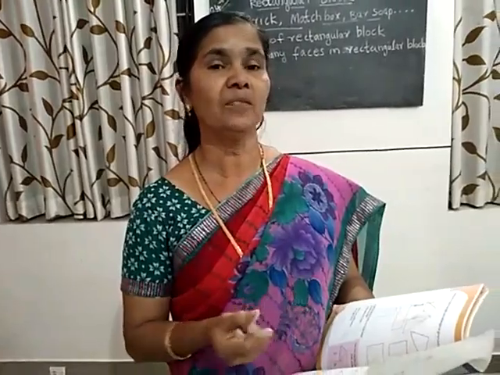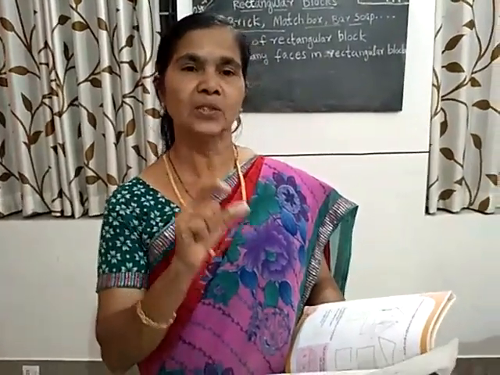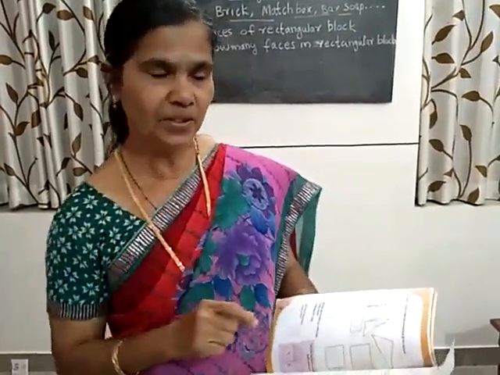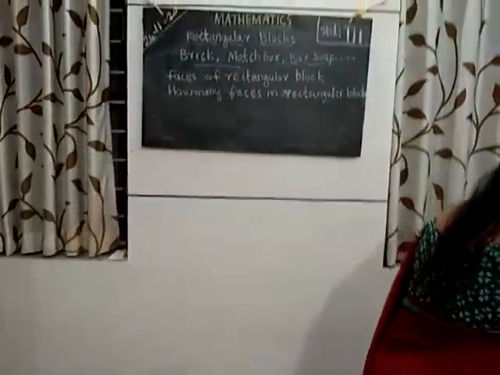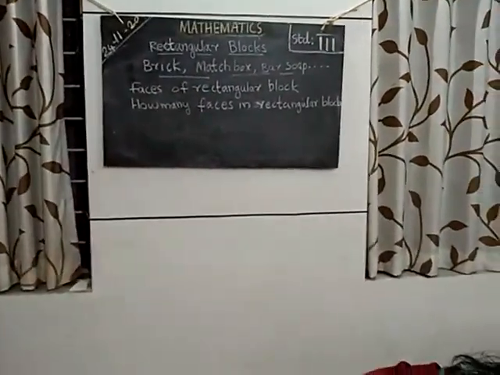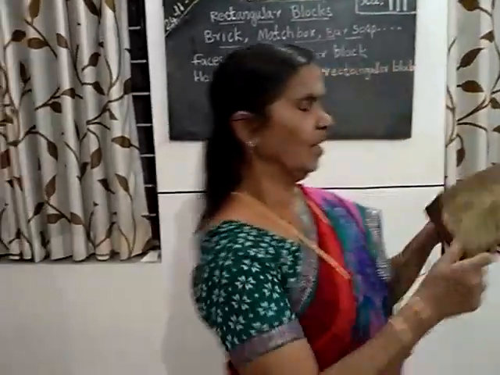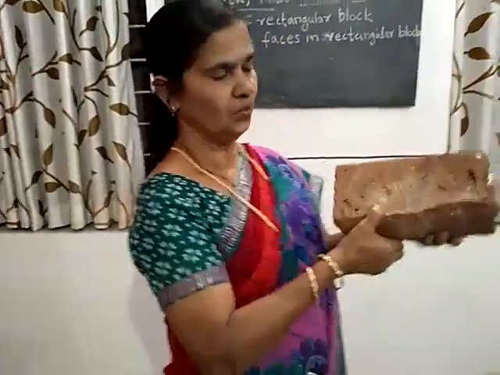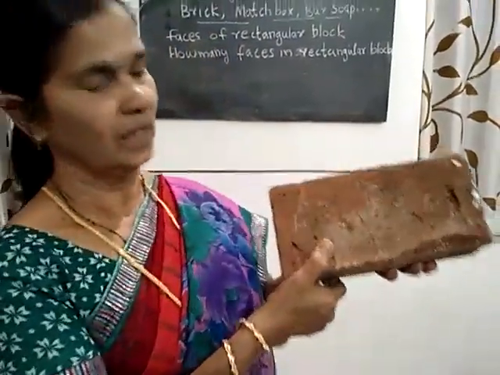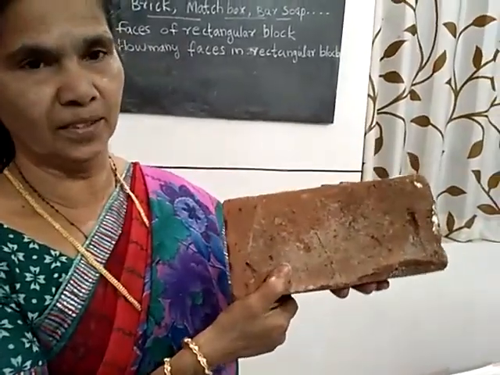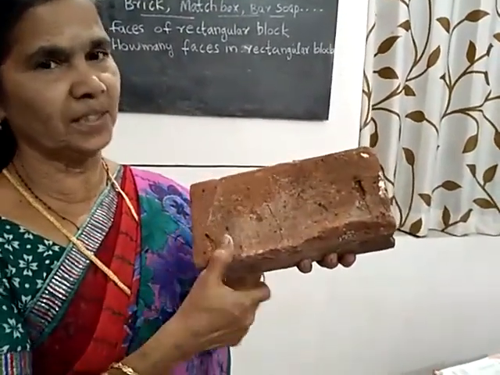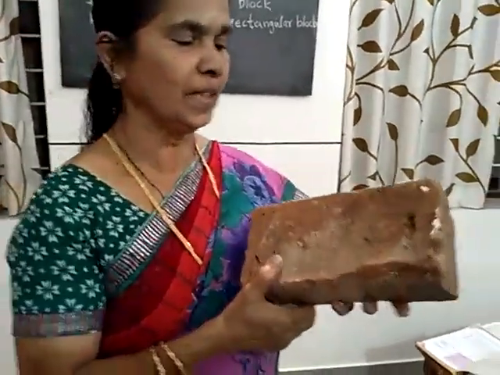Now I will show, can you say some examples? Have you seen bricks? We use them to build our houses and all. Bricks, chudugatta. Have you seen? I will show you. This is one example of a rectangular block, chudugatta. Have you seen? You know that.